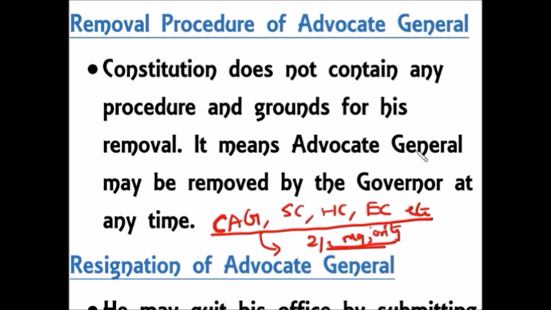If you compare the Attorney General of India and Advocate General, these two posts are constitutional posts, but the Constitution does not contain any procedure or grounds for their removal. It means Advocate General can be removed by the Governor at any time. So it's an important prelims point. Remember that the Constitution does not prescribe any procedure or grounds for the removal of the Attorney General as well as the Advocate General.